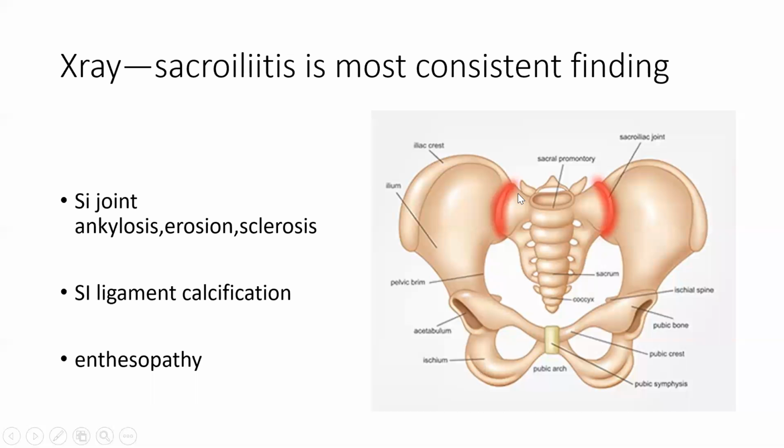So sacroiliitis is the most consistent finding. The earliest is sacroiliitis, then spine, and then hip. Most consistent is sacroiliitis. The test we had to do for ankylosing spondylitis.